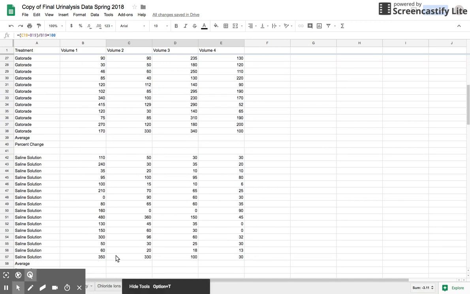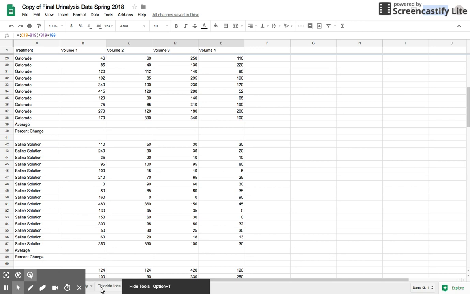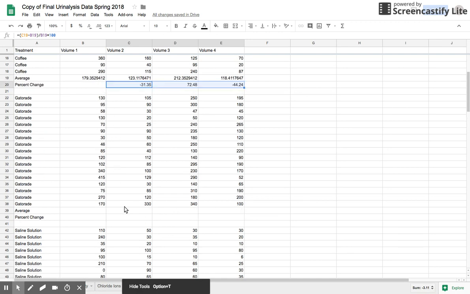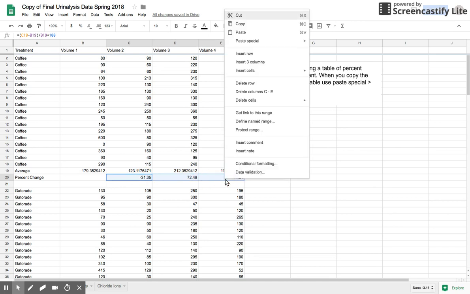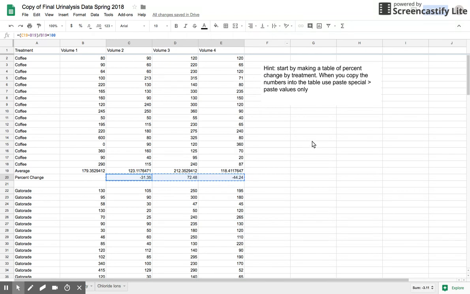You'll notice that I did sheets for the chloride ions and for the specific gravity. So you'll have to do that for each one. And I put a little hint here that says, start by making a table of percent change by treatment. And one of the things that you need to know for doing that is that when you copy these numbers, so I've just highlighted those numbers, I'm going to copy them.